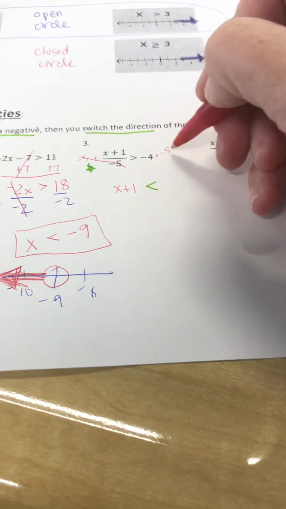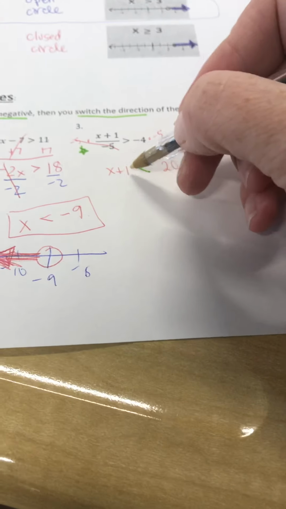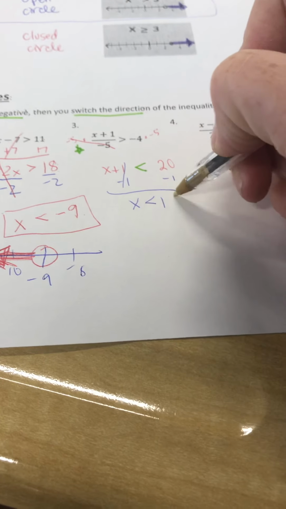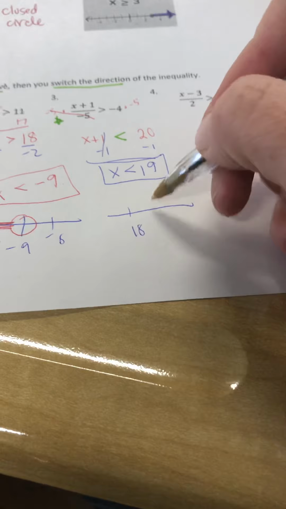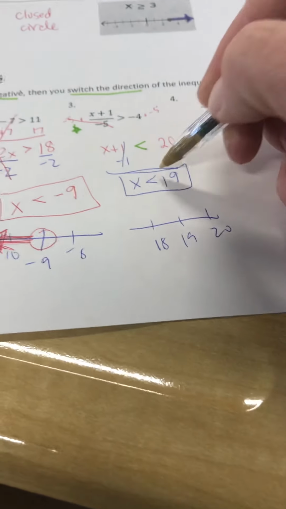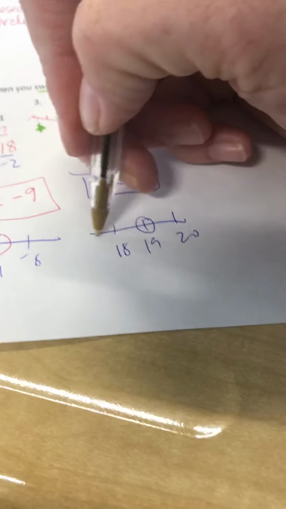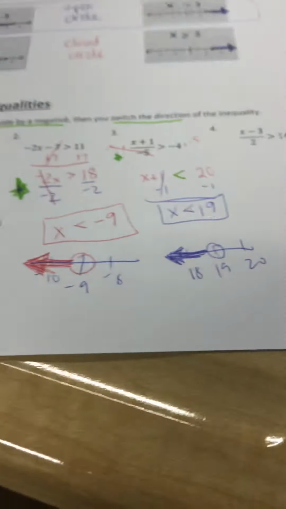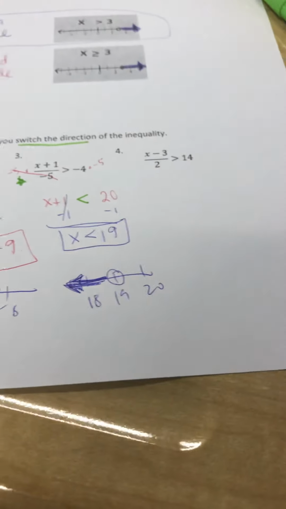A negative times a negative is a positive. And then I have x plus 1, so I'm going to subtract 1. x is less than 19. So 18, 19, 20. Lots of open circles. I'm so sorry, open and to the left. Gracious, those all look the same. How silly. I'm so sorry. Would you like to try this one on your own? If so, maybe you pause it right now.